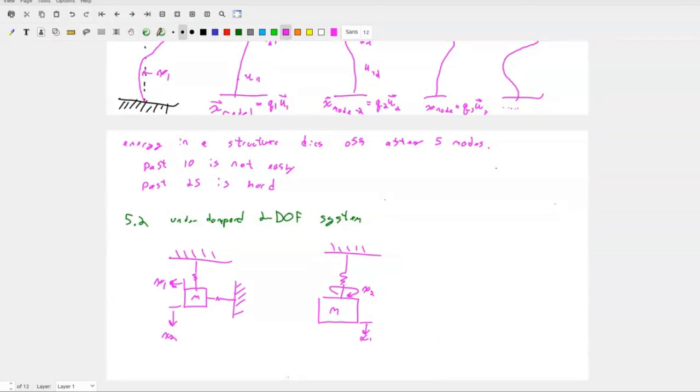So I could still have a K1 here. That's my stiffness in my lateral direction. I could have a K2, and that's my stiffness in my rotational direction. That's a very practical 2-degree of freedom system, again, because it has 2 independent coordinate systems. So it'll be a very good thing for you to understand that a 2-degree of freedom system has 2 independent coordinate systems.